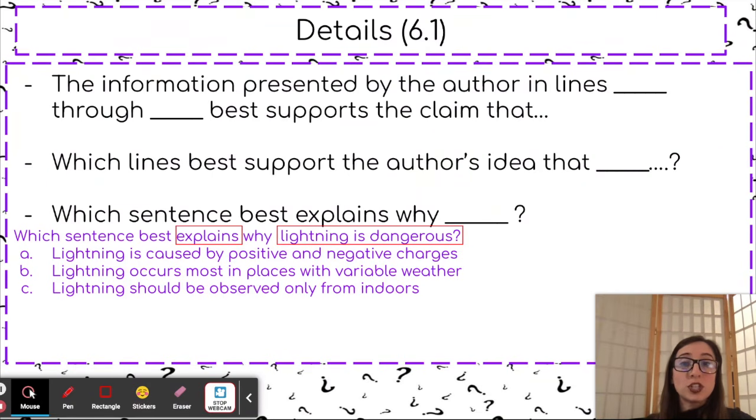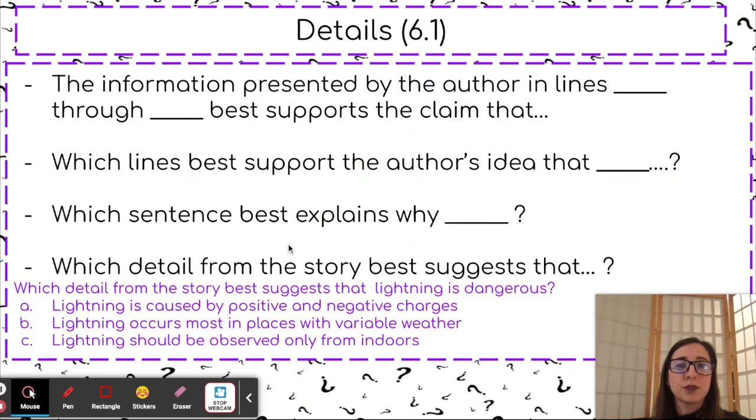Next, which sentence best explains why? Extremely similar. So again, I'm just making sure that you guys are exposed to every type of common question on the state exam. I would box out explains and then the idea. Of course, this idea is going to be different on every single passage, but this sample is about lightning. So I would look for which detail explains why this. I would check all my choices and see which one best matches the topic that I boxed out.